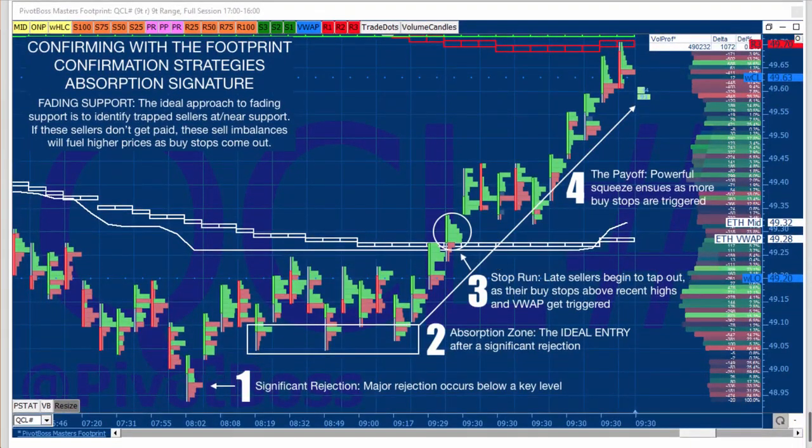So here's the look. Here's the major significant rejection. Boom. First rotation down, absorbed, bang. Next rotation down, absorbed, bang. Next one here, next one here. Right there is where the stops start to really come out. You see those buy-in balances? This is the one that killed it. That's where the capitulation occurs.